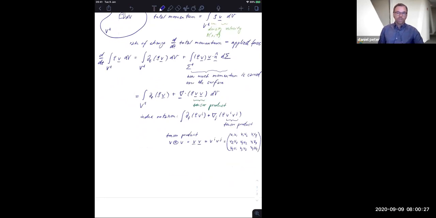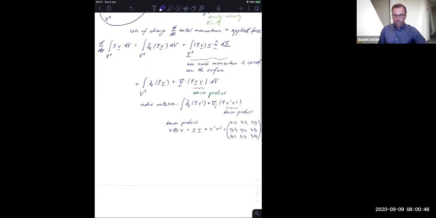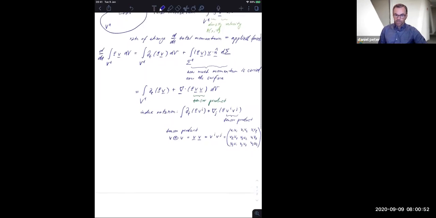Did you see this tensor product already or not yet? Something new? Good. But is it clear with the index notation what we mean by this term with the tensor product? Yes.